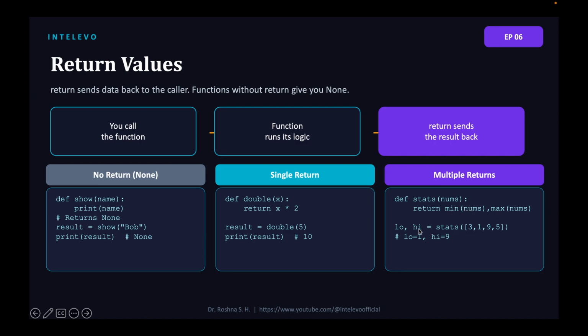So we are giving the inputs like low, high is equal to stats of, we are calling the function, stats of 3 1 9 5. Out of that, 1 is the lowest value and 9 is the highest value. Once we execute the function, it will return like this. The output will be like this.